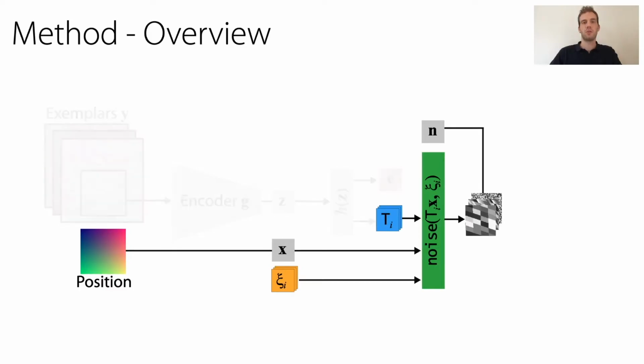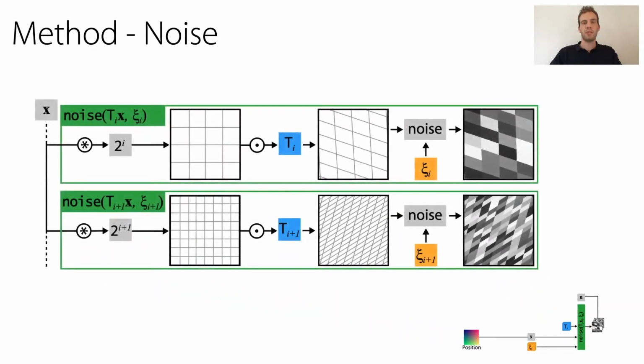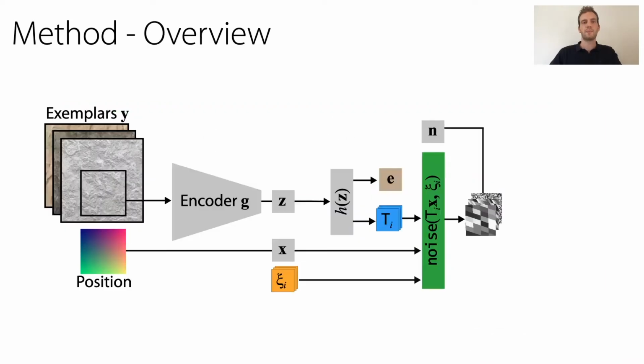Let's have a closer look. We sample noise at different frequencies. The first level produces a low frequency noise image, whereas the following levels increase the frequency. This is achieved through scaling the coordinates by different predefined factors. After applying the given transformation matrix from the translator function, we sample noise.